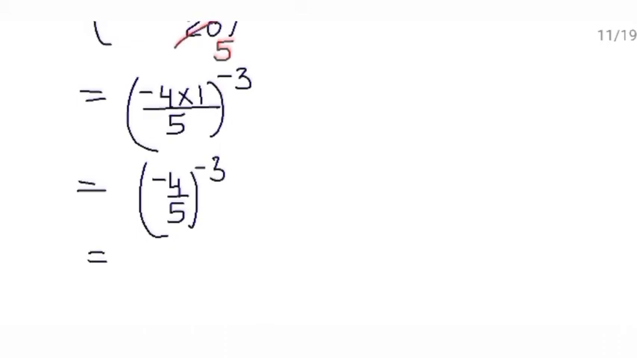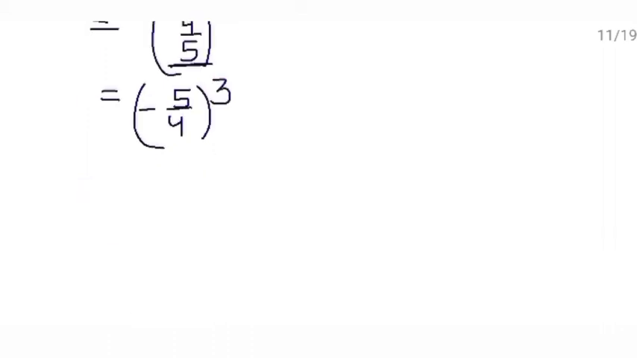Power is negative here, so we can make it positive. How? After writing the reciprocal of the base. Here the base is minus 4 upon 5 and its reciprocal will be 5 upon minus 4, or you can say minus 5 upon 4 raised to the power 3.